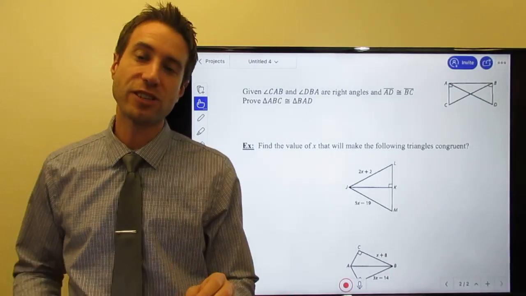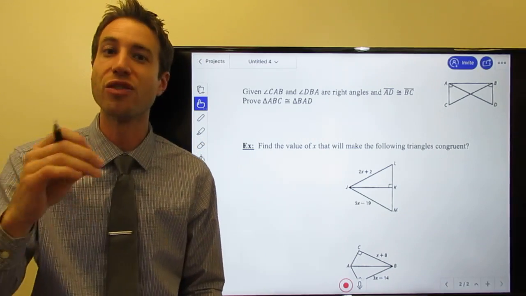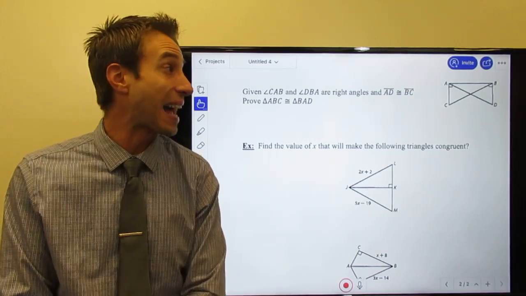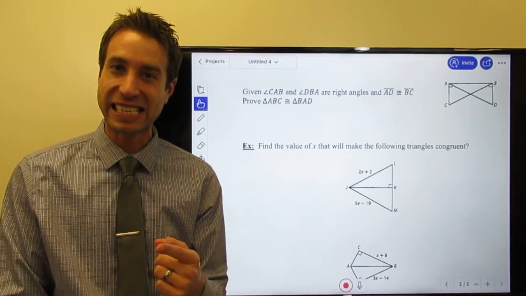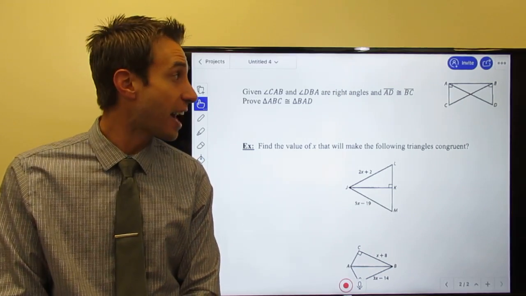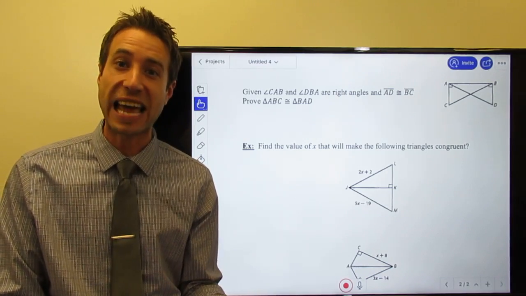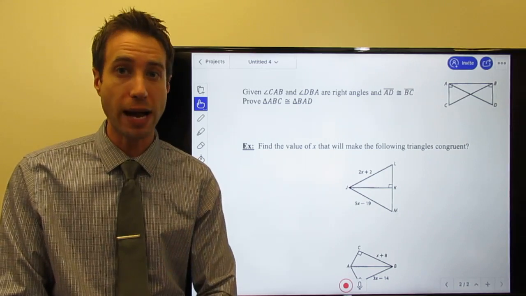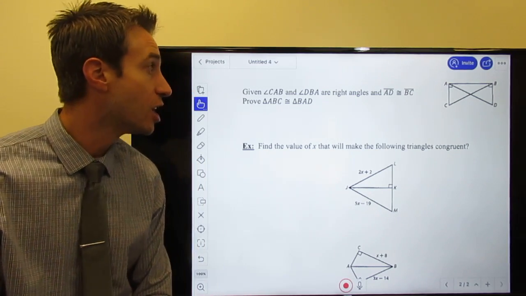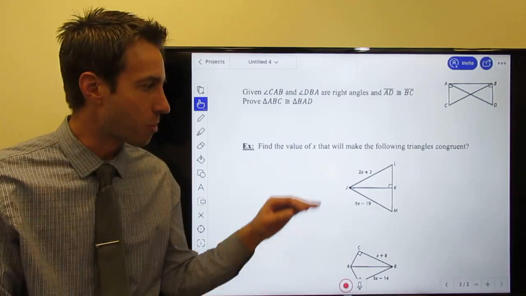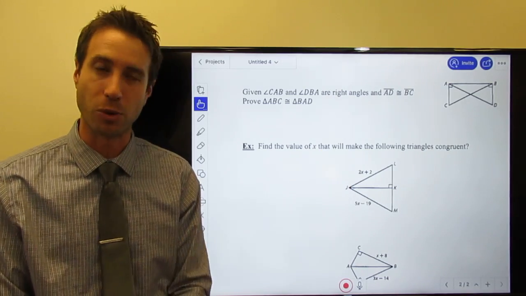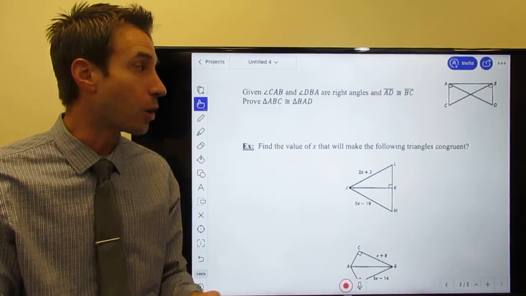Alright guys, welcome to this page of the notes, and again what we're doing is we're working on those shortcuts to prove triangle congruence. In this case, we're looking at the HL theorem, the hypotenuse leg theorem for right triangles. Must be right triangles. So I got another one here to just kind of get us warmed up before we jump into some ones with algebra, which I'm really excited about. So here we go, one more.